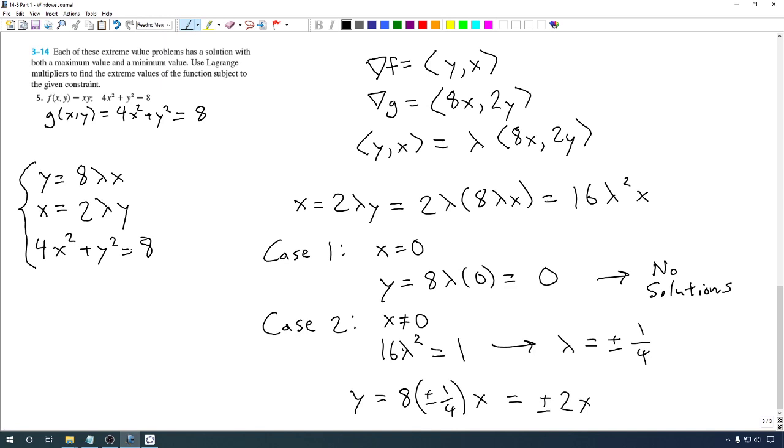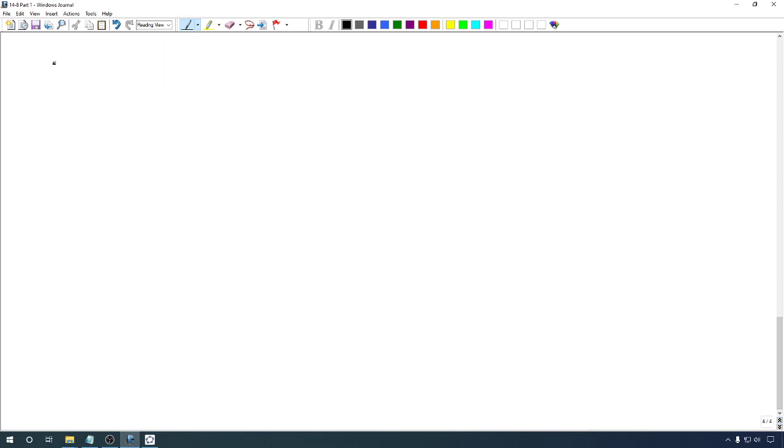It is actually two different possible conditions, but once we have an equation just with the x and the y, we can use that with the constraint and not even have to worry about the lambda from this point forward. So we have, let's start with y. y is equal to plus or minus 2x. We also have 4x squared plus y squared equals 8. I'm going to go ahead and replace the y with this plus or minus 2x.